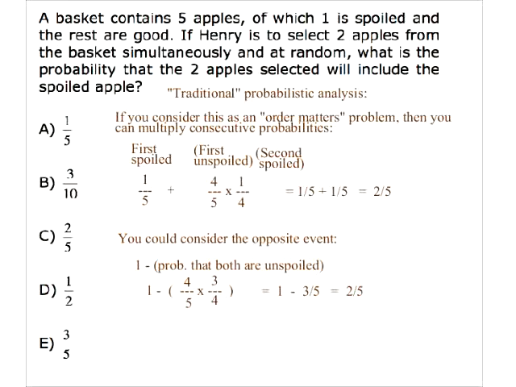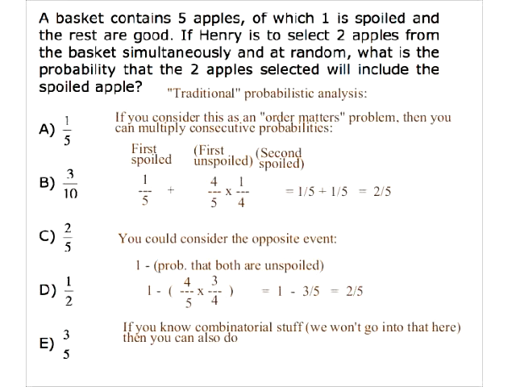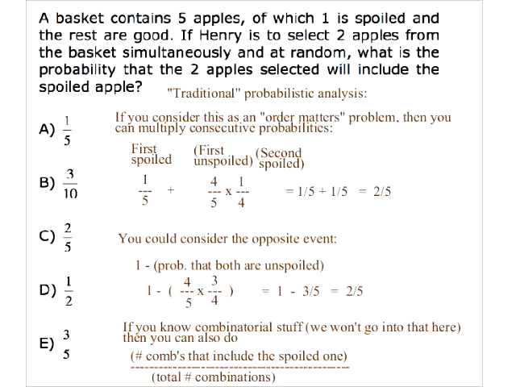You could also, if you know combinatorial stuff, which we won't go into here, do that. You can also do number of combinations that include the spoiled one divided by the total number of combinations. Again, we don't want to sidetrack this into a discussion about combinatorics, so we're not going to go into the details. But if you do that, it'll reduce to 2 out of 5.